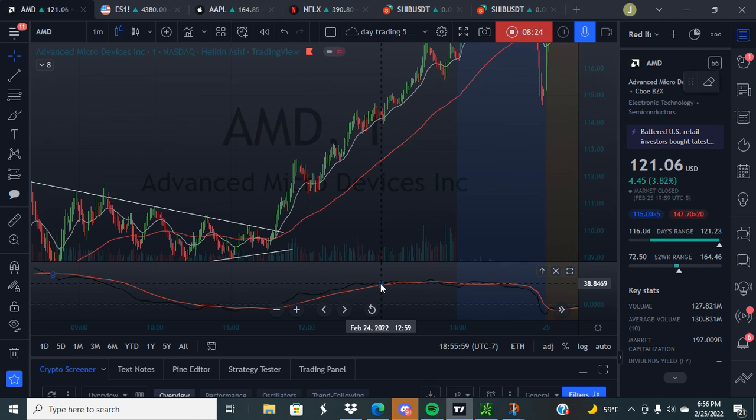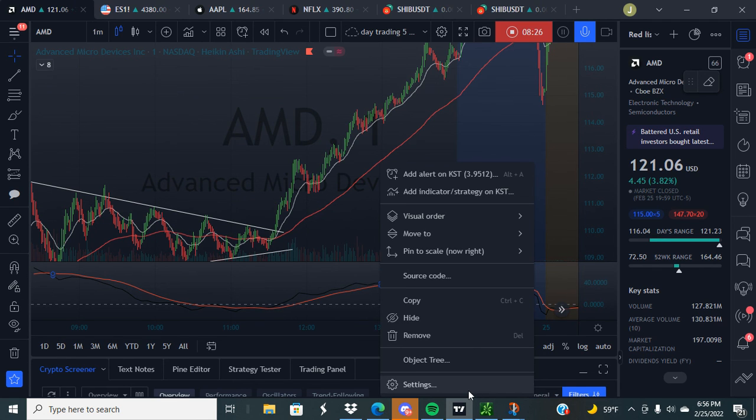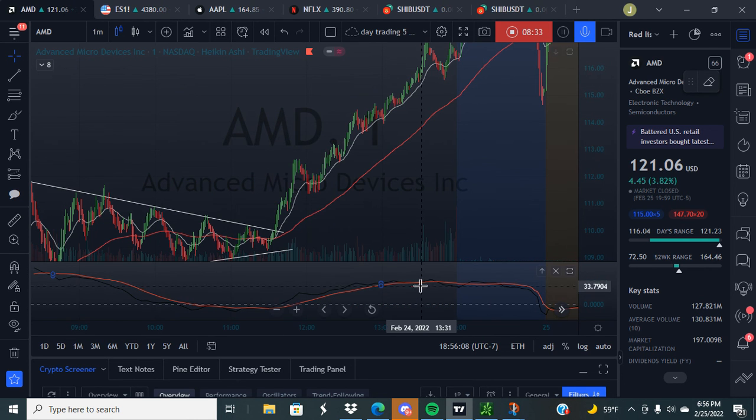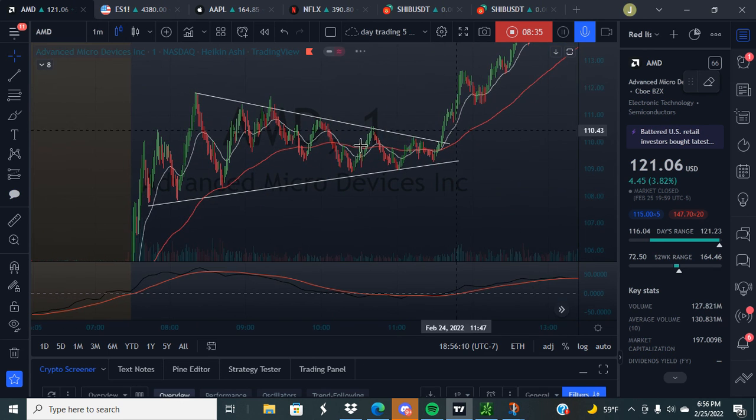So one thing you can do on TradingView, I don't know about Thinkorswim, is go to settings on that KST and set the time frame. I have my time frame set at 5 minutes, and that is very important. 1 minute KST is just not going to work as well. So you want 5 minute or 30 minute.